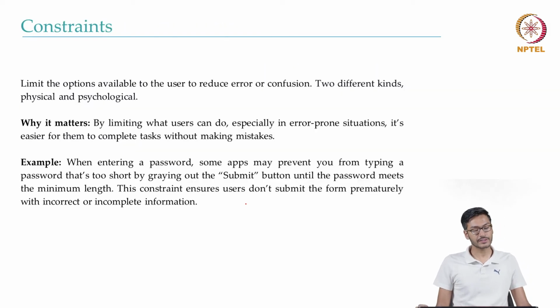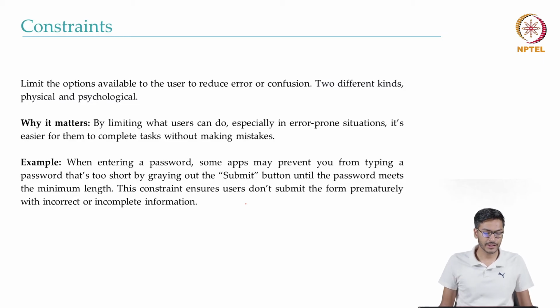The next thing we have is constraints. Well, constraints actually limit the options available to users to reduce error or confusion. They may be of two different types, physical or psychological. Why constraints matter is that they limit the users by what they can do, especially in error-prone situations. It makes it easier for them to complete their tasks without making any mistakes.